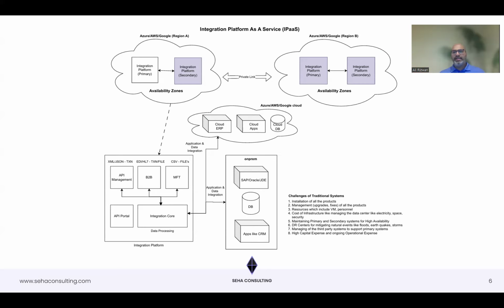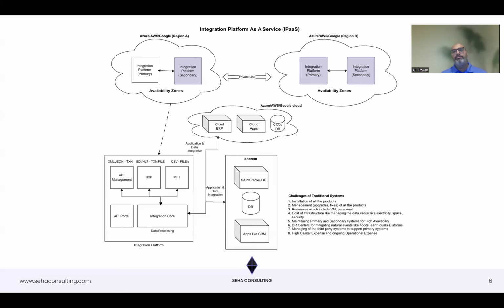Maintaining primary and secondary systems for high availability, disaster recovery. These are things you're doing yourself when you have a traditional integration platform. You've also got a lot of high capital expense to get a system up and running, that takes time to do in a traditional integration platform.